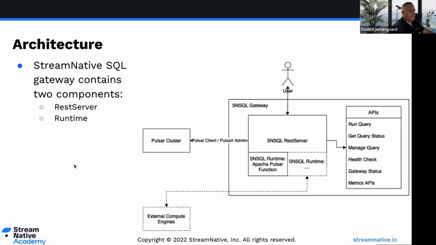So this is the design diagram of what the SQL gateway contains. It has a REST server and a runtime engine. This gateway is similar to the Presto and Flink SQL gateways. It's just an interface that the user can send SQL syntax to, and it has a subset of APIs for managing queries, running queries, getting status, health checks, things like that.